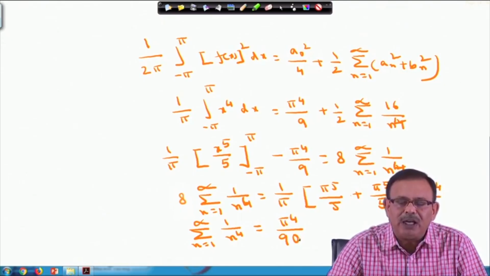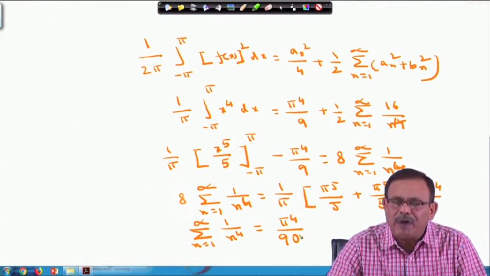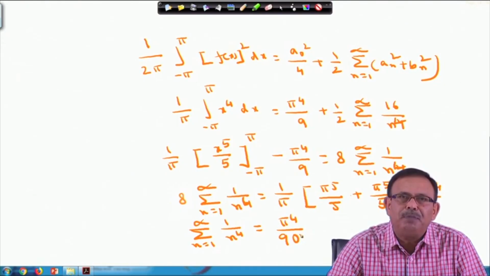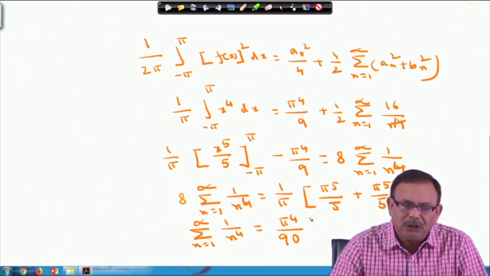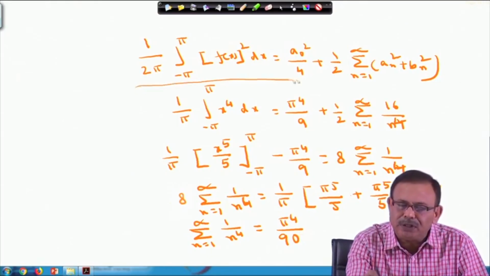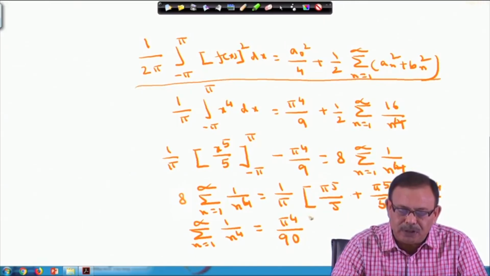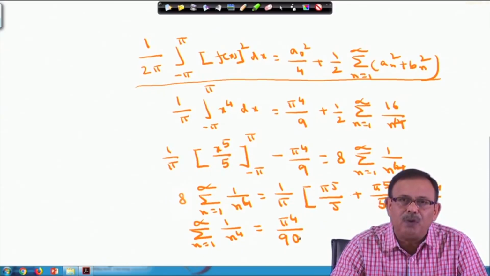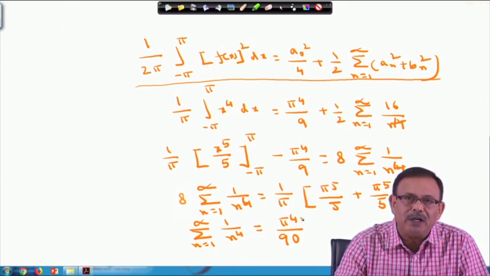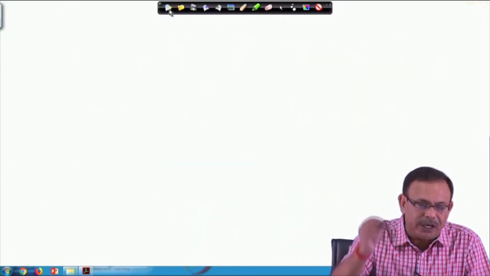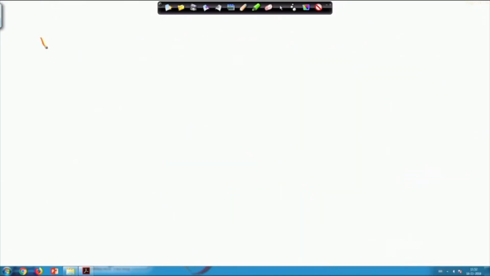So, effectively I had the series, I know the values of a naught, a n and b n from the earlier thing. Then I am using Parseval's theorem, and from Parseval's theorem I am showing that the value of summation n equals 1 to infinity 1 by n to the power 4 equals pi to the power 4 divided by 90. Let us take another example.